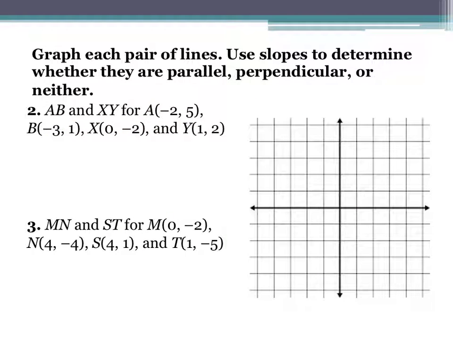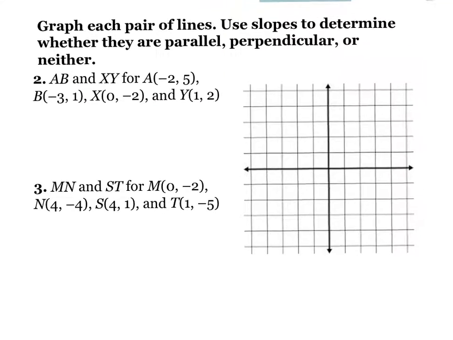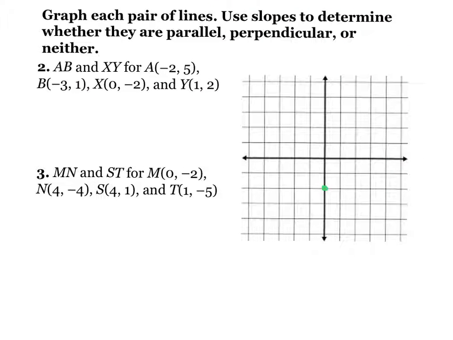All right, and then 3. So this M is 0, negative 2. N is 4, negative 4. That's my first line. S is 4, 1. And T is 1, negative 5. So just by looking at it, what are you ruling out? What are these definitely not? Parallel, okay? So now let's see if they're perpendicular.